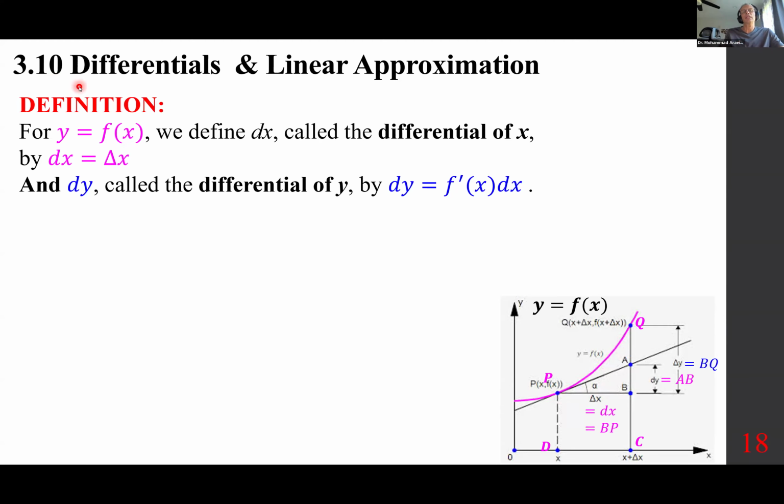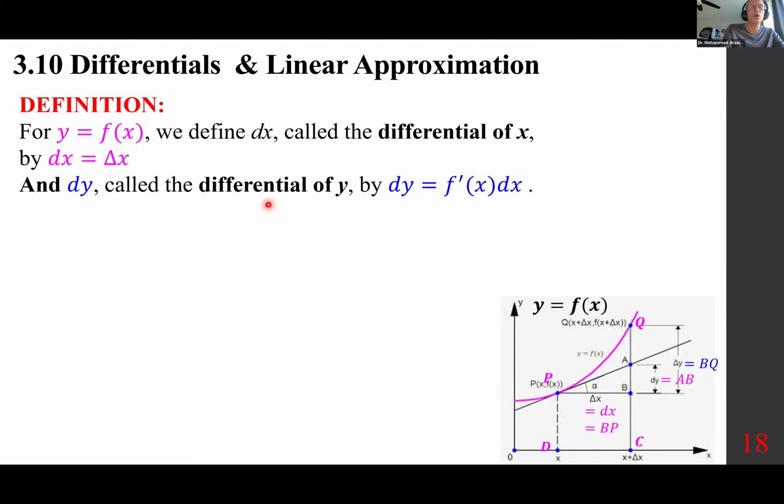So 3.10, differential and linear approximation. I want you to pay attention to the graph. Definition, y equals f of x. We define dx, called the differential of x, by dx equals delta x. In other words, the run delta x and dx would be this distance BP, or this distance along the x-axis, DC. This is x plus delta x. Now this corresponds to y equals f of x. This point corresponds to y equals f of x plus delta x.